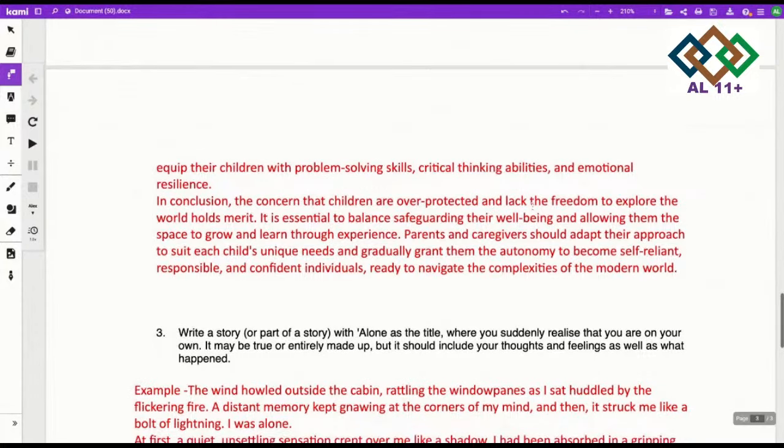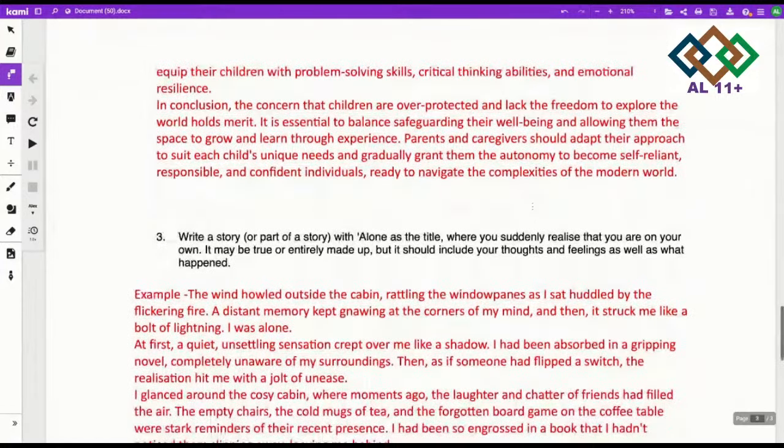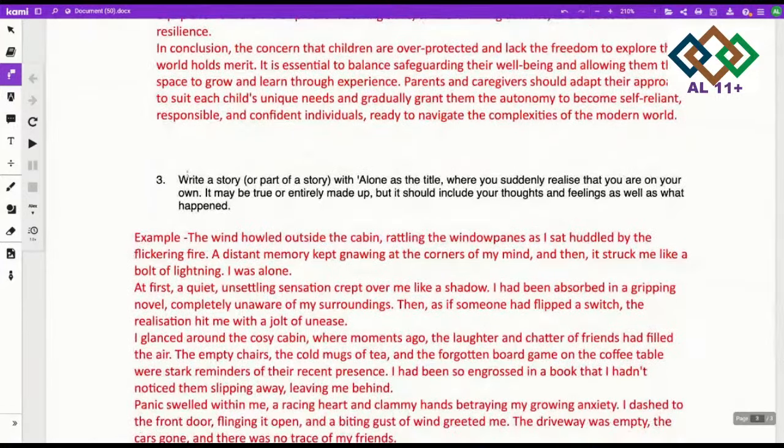And the last example, after that, we'll just start the proper creative writing class with you all. Write a story or part of a story with Alone as the title, where you suddenly realize that you are on your own. It may be true or entirely made up, but it should include your thoughts and feelings as well as what happened. So basically, you need to think about a story, and you have to start with Alone as the title.